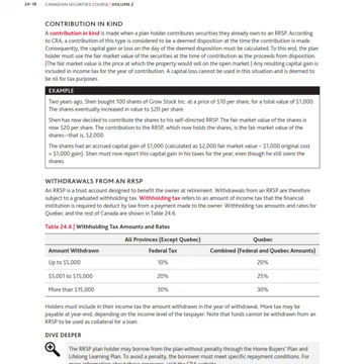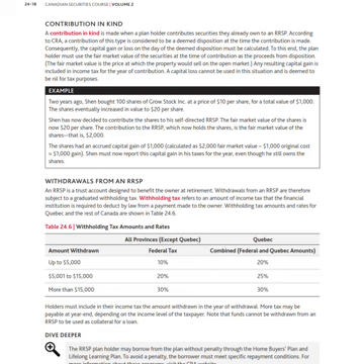Contribution in kind. A contribution in kind is made when a plan holder contributes securities they already own to an RRSP. According to CRA, a contribution of this type is considered to be a deemed disposition at the time the contribution is made. Consequently, the capital gain or loss on the day of the deemed disposition must be calculated. To this end, the plan holder must use the fair market value of the securities at the time of the contribution as the proceeds from disposition. The fair market value is the price at which the property would sell on the open market. Any resulting capital gain is included in income tax for the year of contribution. A capital loss cannot be used in this situation and is deemed to be nil for tax purposes.